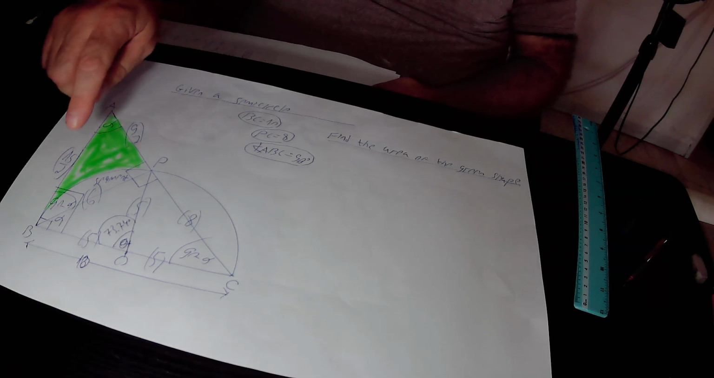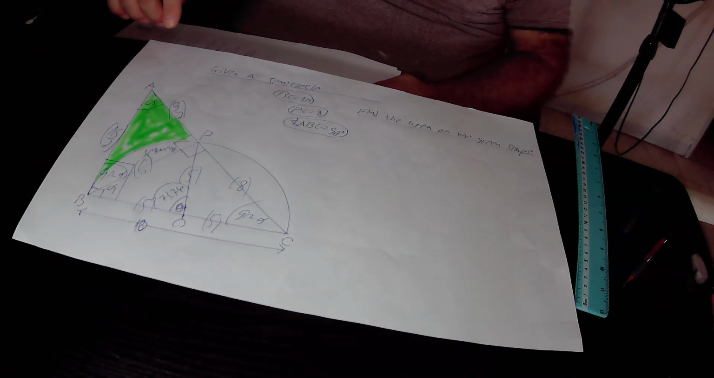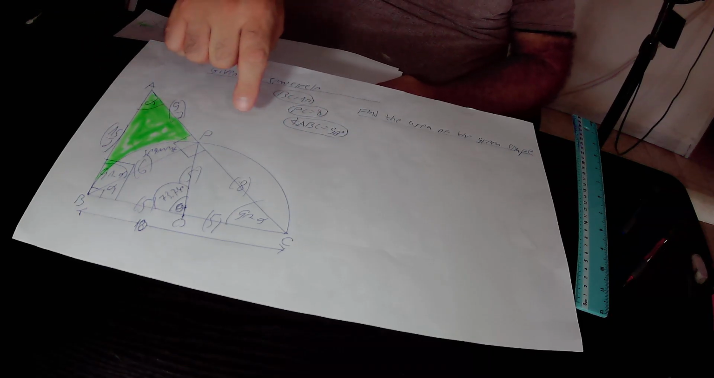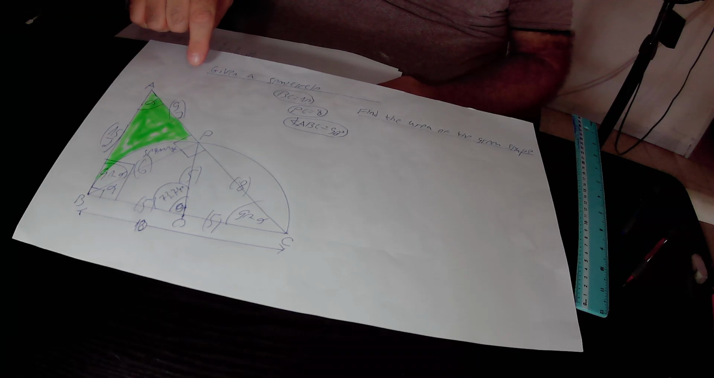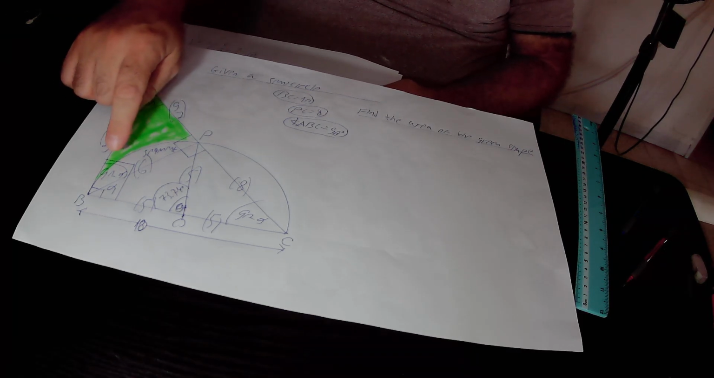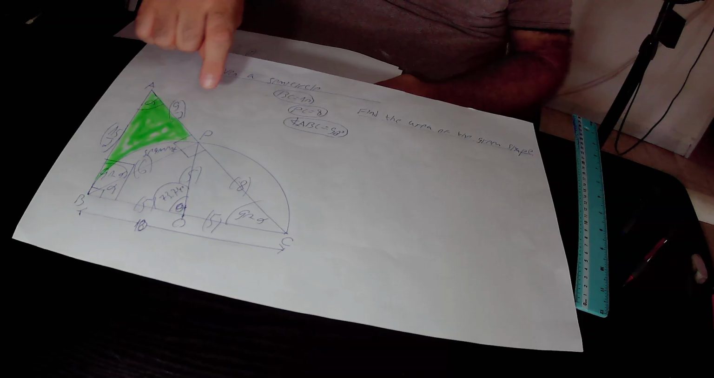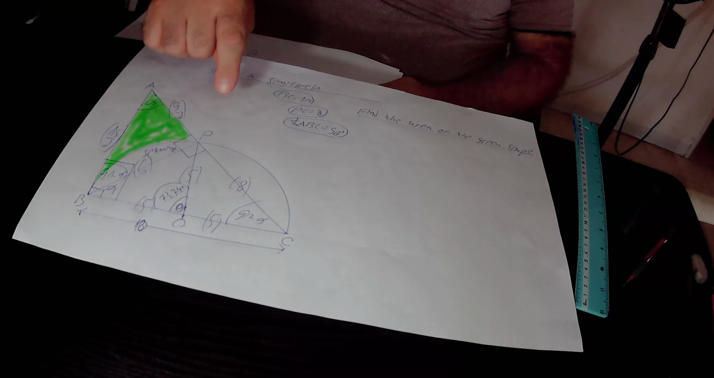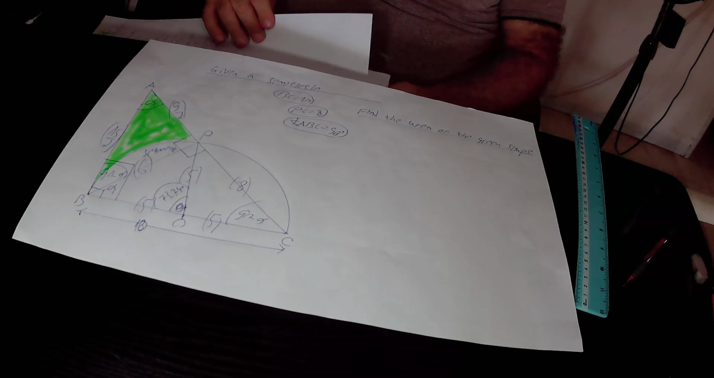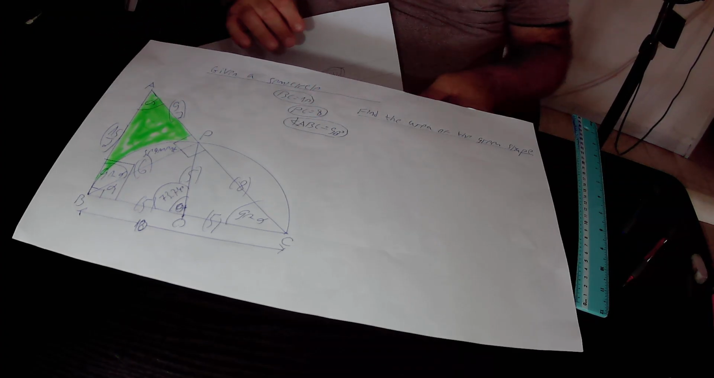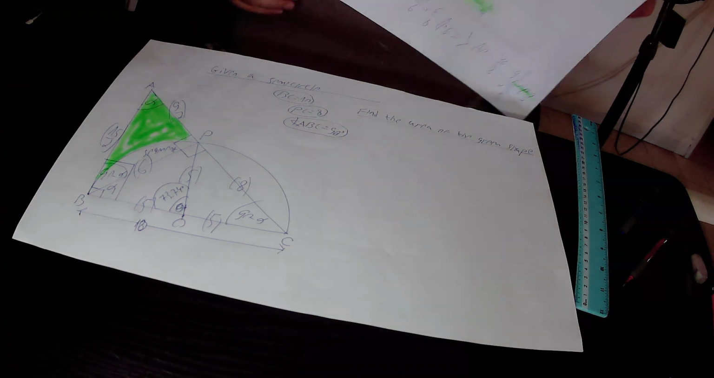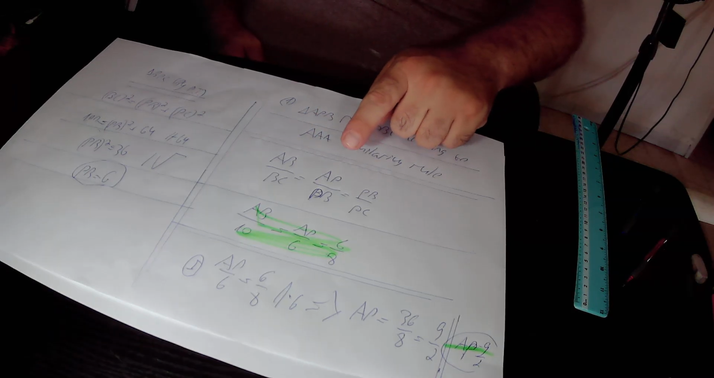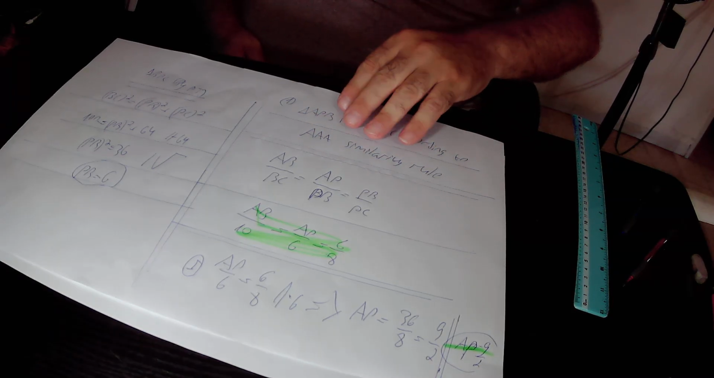We derive that side AB of the right triangle APB over side BC of the right triangle PBC equals side AP of the right triangle APB over side PB of the right triangle PBC, and it also equals side PB of the right triangle APB over side PC of the right triangle PBC. So AB over BC equals AP over PB equals PB over PC.